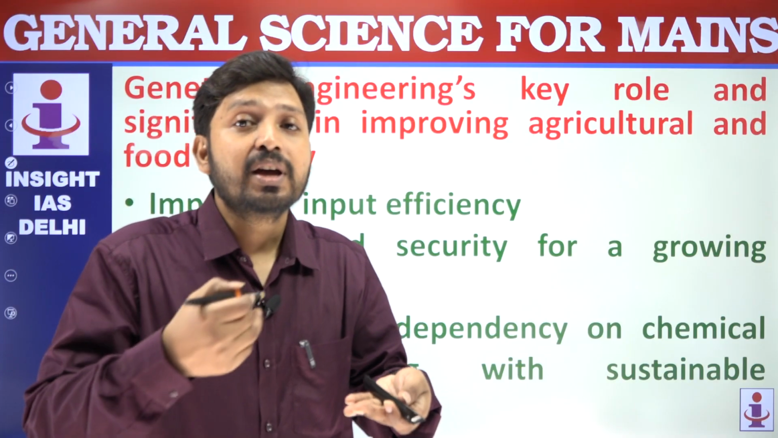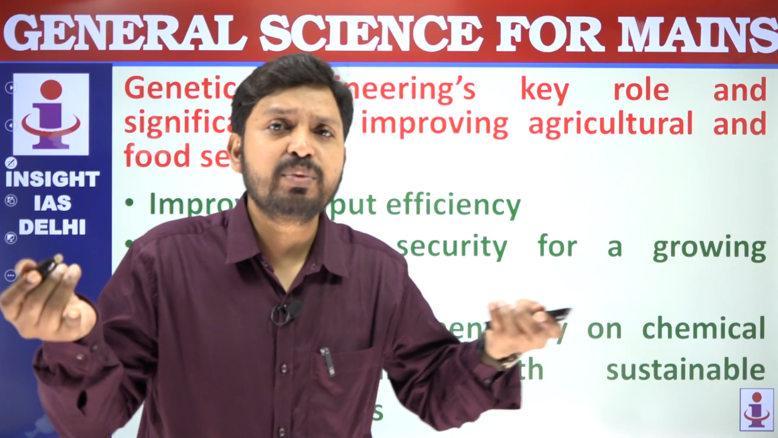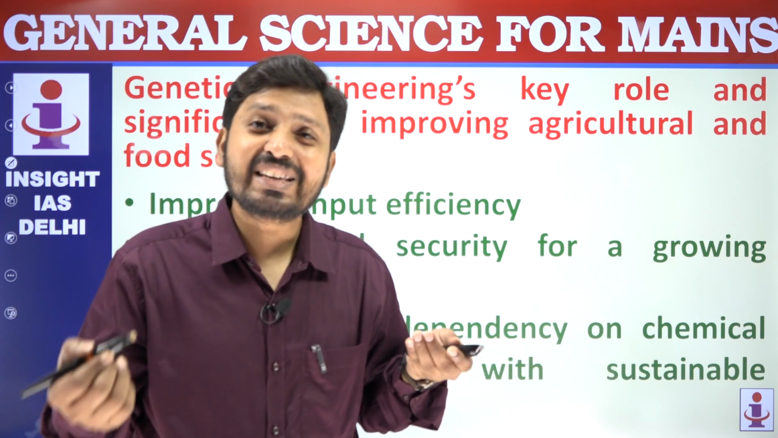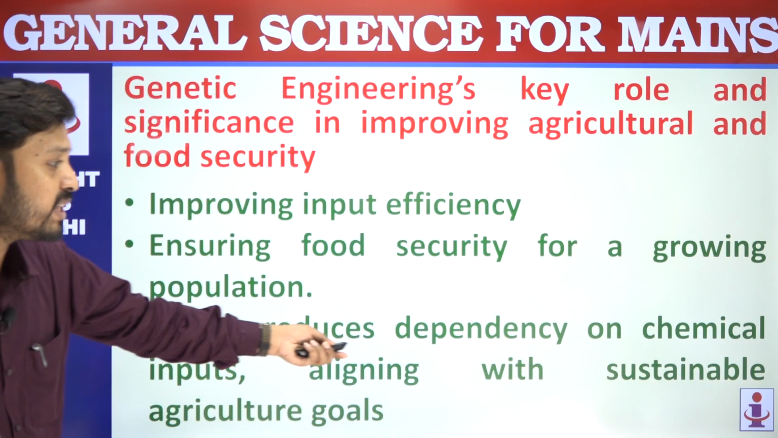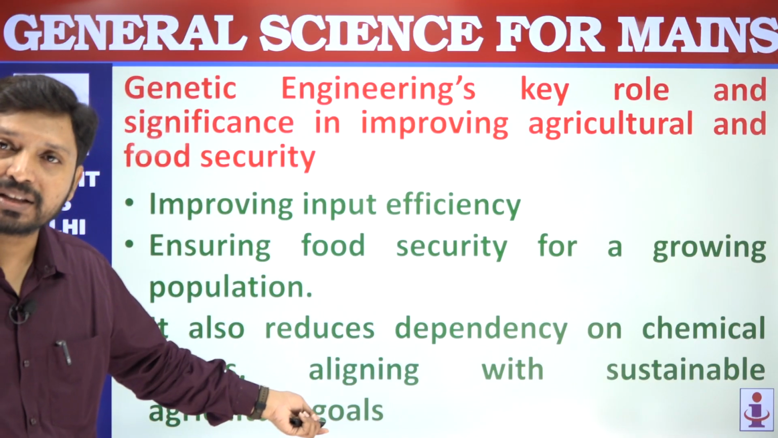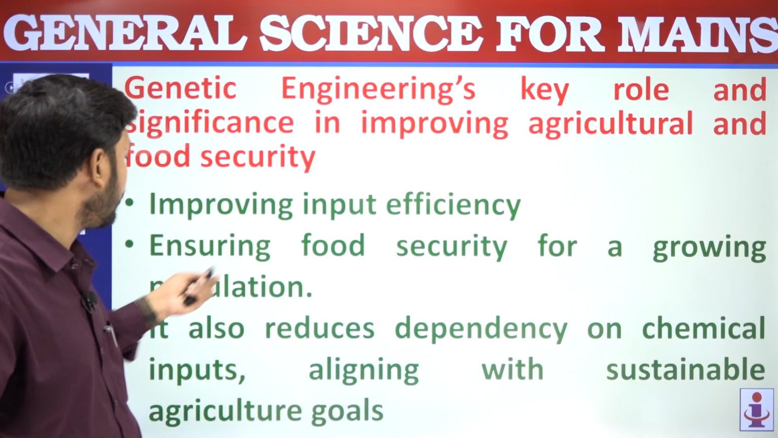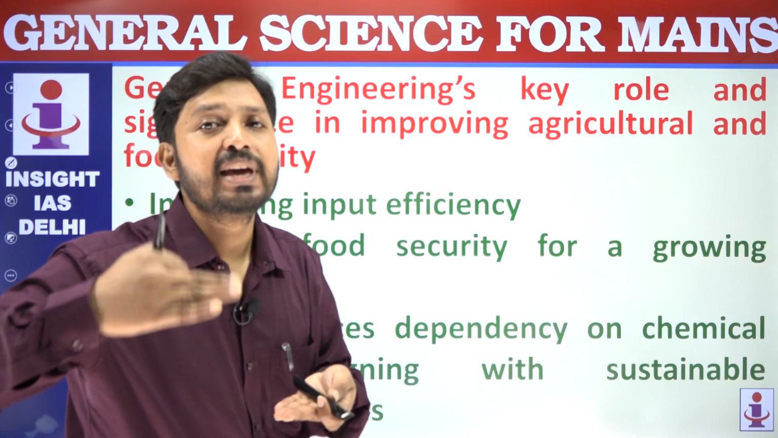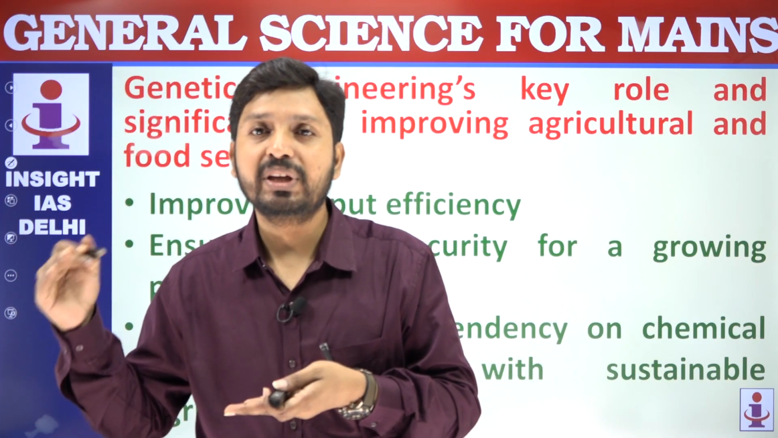Once we are using these inputs efficiently, can I say a kind of sustainable agriculture will be there, because fewer chemical inputs will be used? So it also reduces the dependency on chemical inputs, aligning with sustainable agricultural goals. Apart from that, it also ensures food security for the growing population, because when food production keeps increasing, we can provide food to the growing population.